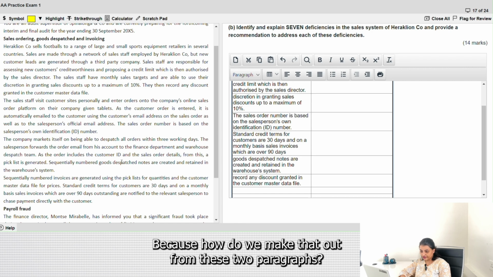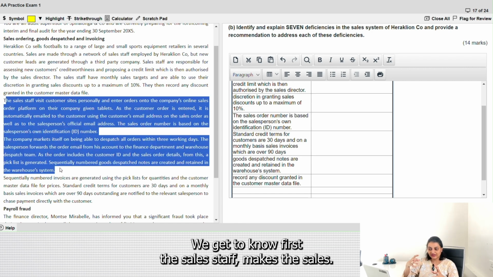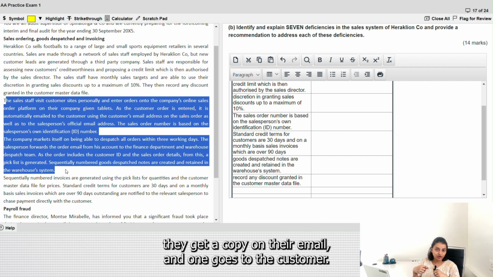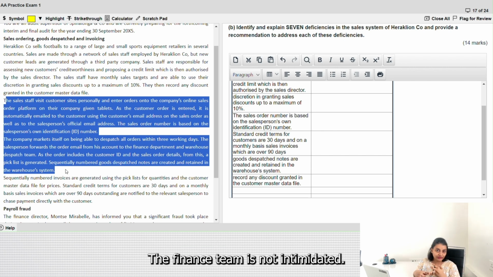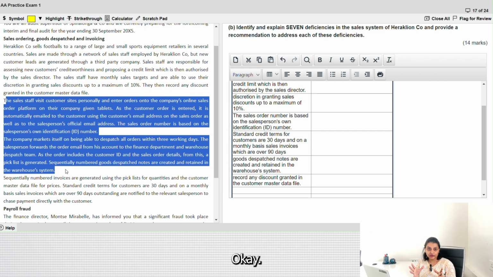From these two paragraphs, we get to know, see, first the sales staff makes the sales, they generate the sales using their tablet, and they get a copy on their email and one goes to the customer. Now the warehouse team is not informed, the finance team is not informed. They are informed only through the sales staff, which is not correct, okay.